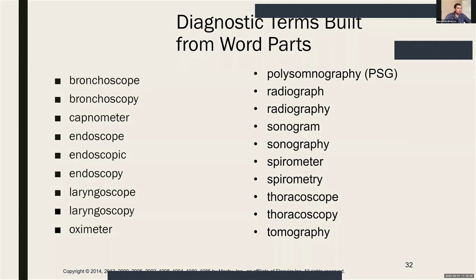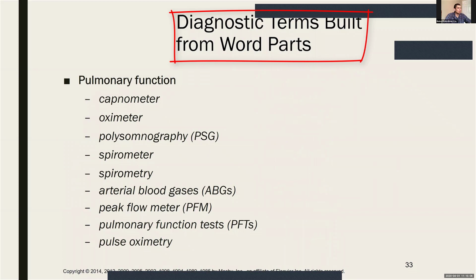Here you can see a whole list of those diagnostic terms that are built from word parts. So quite a bit of them, including some that are a little bit familiar, like oximeter or pulse oximeter, oximetry. Arterial blood gases is something that respiratory therapists hang their hat on. And I've mentioned that before.